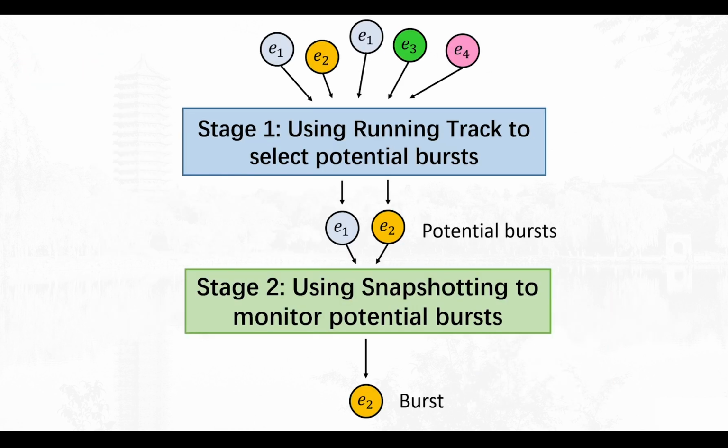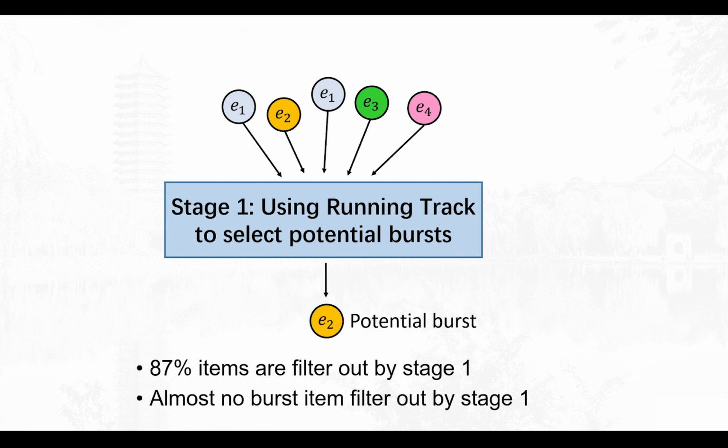BurstSketch has two stages, Stage 1 and Stage 2. Stage 1 is like a filter. It selects potential bursts and inserts them into Stage 2. Stage 2 stores potential bursts and double-checks if there is really a burst occurring. Each item inserted into BurstSketch will first be inserted into Stage 1, then into Stage 2.